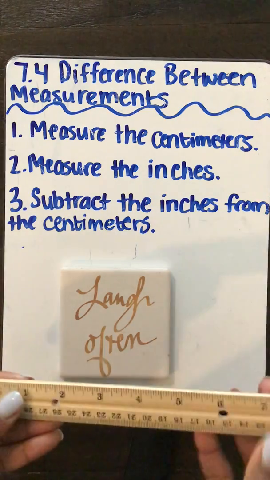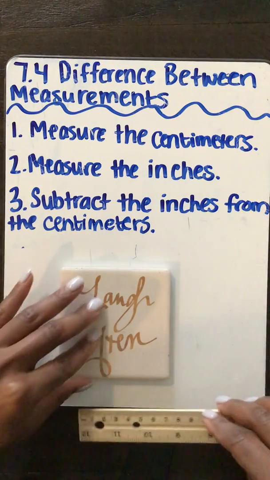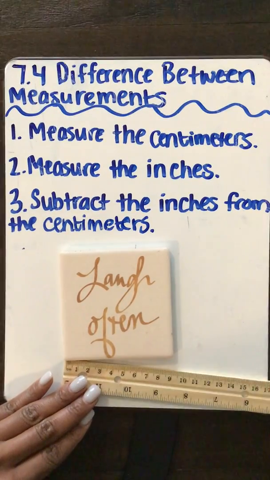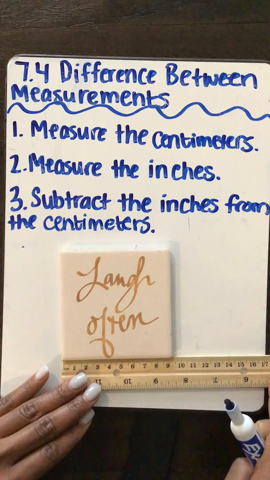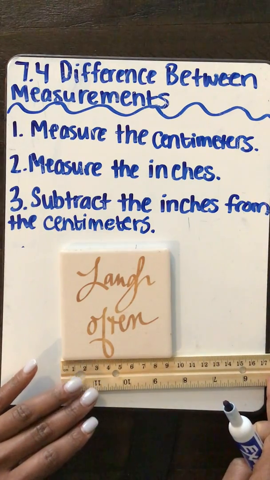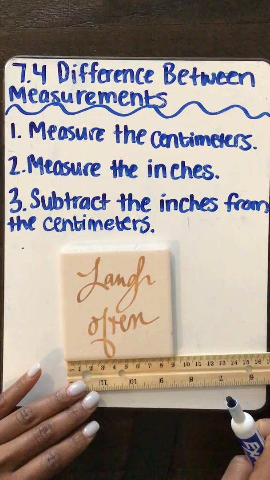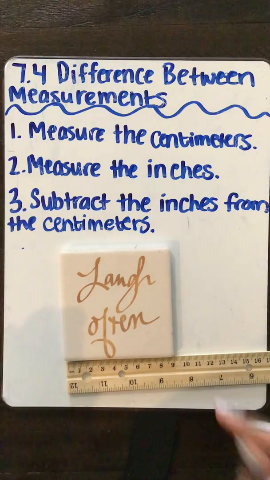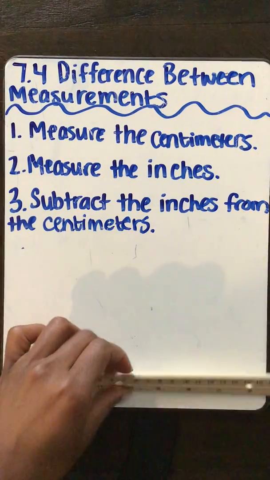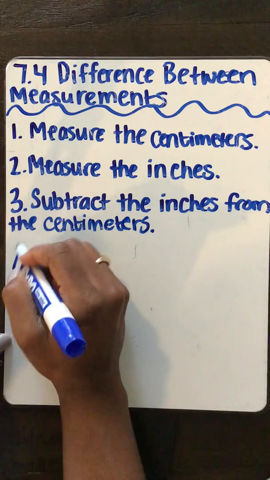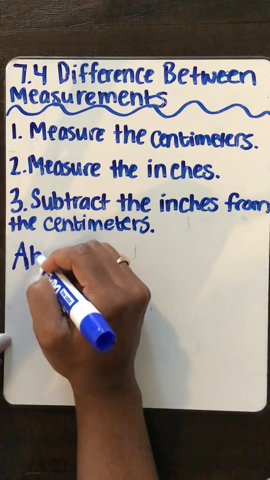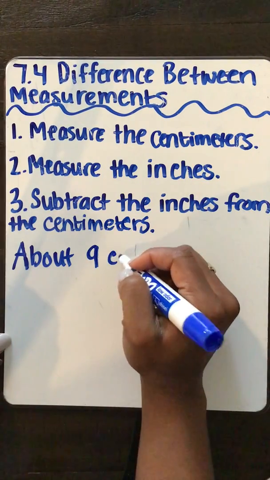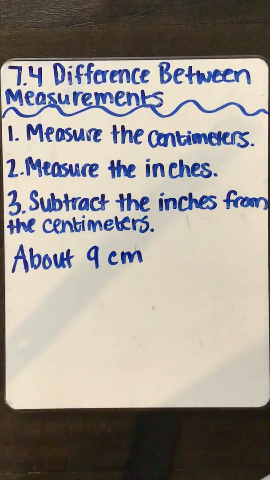So first I'm going to measure the centimeters, just like this. I'm going to line it up with the first mark. And it looks like my coaster is right at 9 centimeters. So I'm going to write that down. About 9 centimeters. Now, what's the next step?